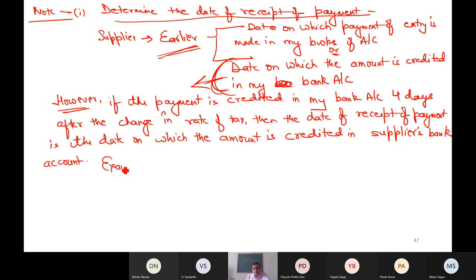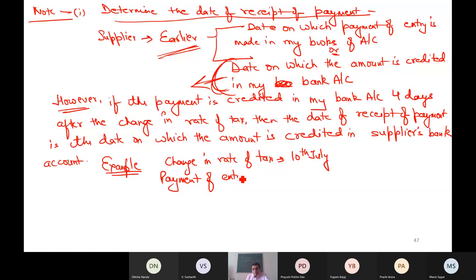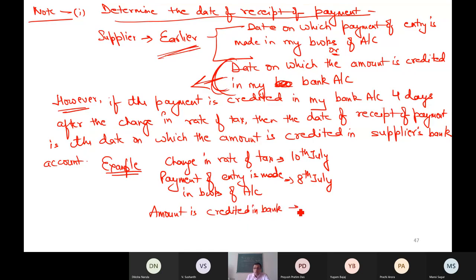For example, I'll give you an example and you should tell me the answer. Change in rate of tax happens on 10th July. Supplier made the entry of payment. So many times advance is also received. So payment entry is made in books of account of this supplier on 8th July. Amount is credited in the bank account of this supplier on 14th July.